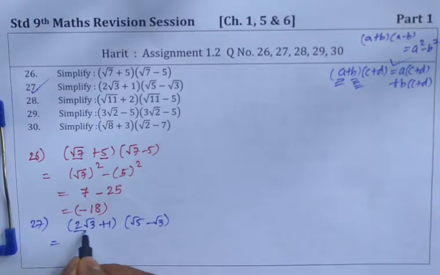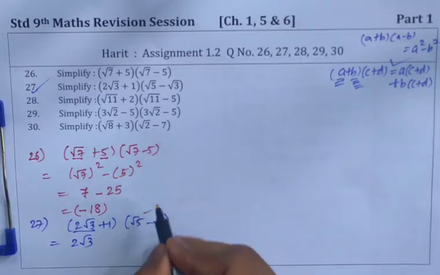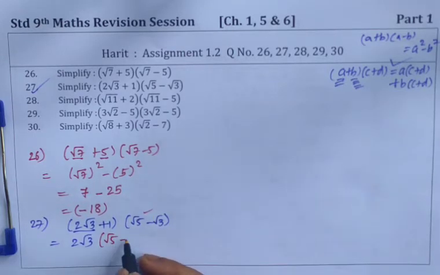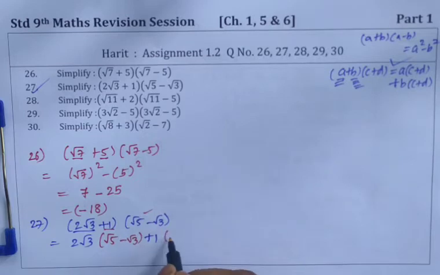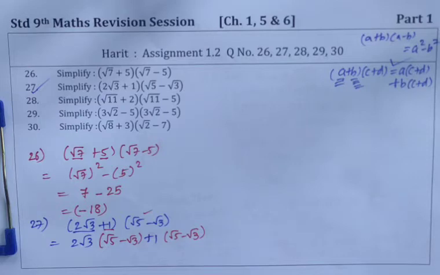So we'll do that. First term क्या है? 2 root 3. और second binomial क्या है? root 5 minus root 3. Then we come to the second term of the first binomial. वो plus 1 है और into ये root 5 minus root 3. Alright. So now what will happen? Expand करो monomial into binomial.